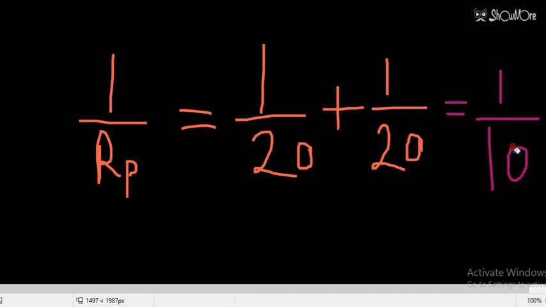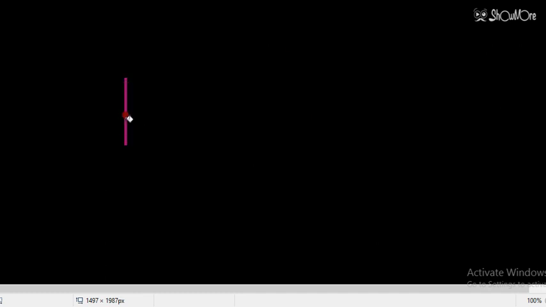So if 40 and 40 are in parallel, then it will give me 20. You can note down this point also. So now R_AB will be equal to 10 ohm. You can note down this question. Now we are going to do the next one. So this is equal to 10 ohm.